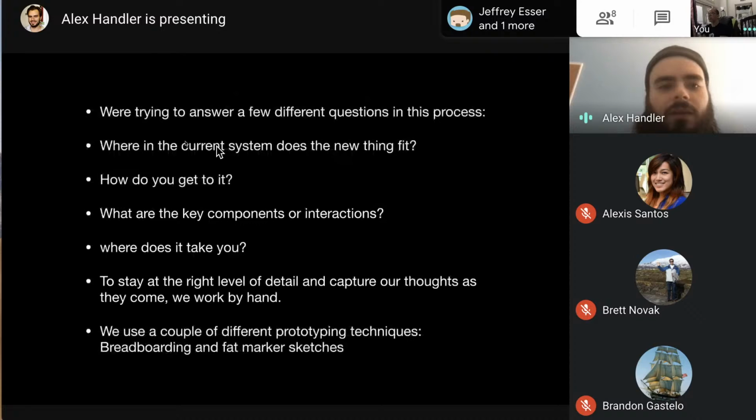So we're trying to answer a few different questions in this process. Where in the current system does this new thing, this new feature, whatever it is that we're working on, where does it fit? How do we get to it? What are our key components or interactions? Once we interact, where does that take us?